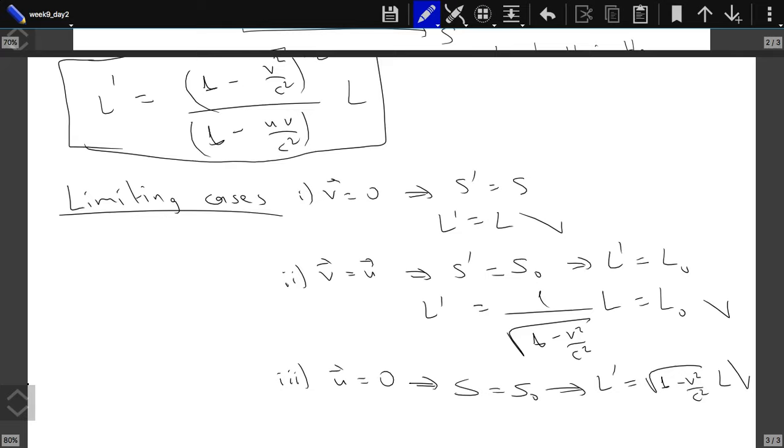Well, you see, the problem is our length contraction formula is relevant only if L is L0. That's the only case we derived it for.